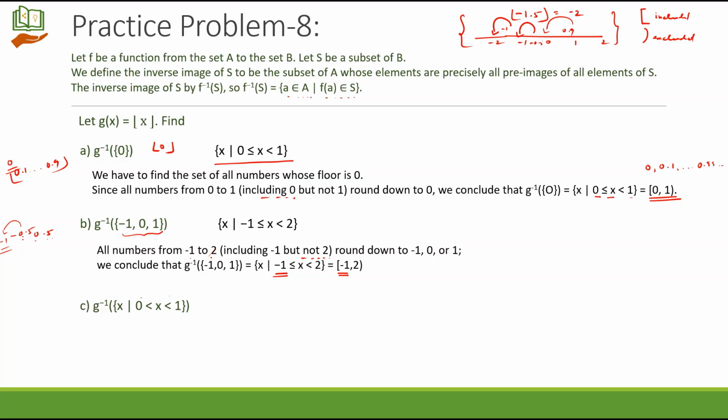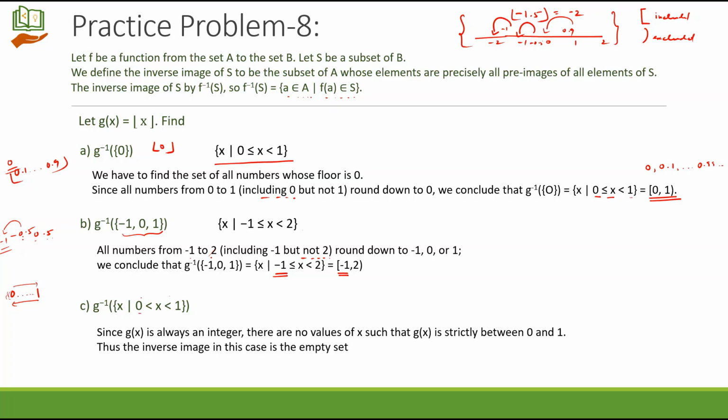Now what about the third one? The integer after 0 will be 1. The integer before 1 will be 0. Whatever numbers you get in floor will end up with 0 only, but they have told 0 is not included here. Since g of x is always an integer, there are no values of x such that g of x is strictly between 0 and 1. In this case, we can say the inverse image is the empty set.